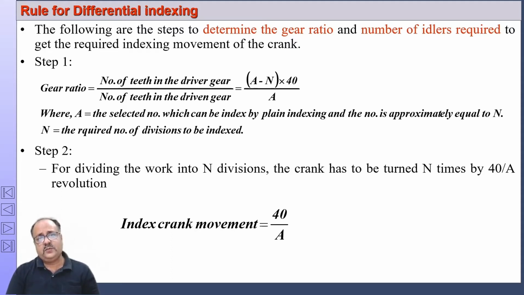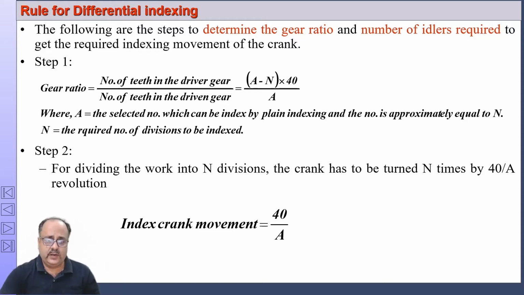It is not necessary that A should be more than N. A can be less than N also, and this can be negative. If it is negative, ignore the negative sign, we'll take the modulus of it. So A can be more than N or less than N, but A should be very close to N, and A should be simple indexed. With this we'll find the gear ratio, which must come from the set of gears that is available. We cannot select any gear with any number of teeth; we are limited to the teeth available to us. Once we have found the gear ratio, the driven and driver gears, and the type of gear train, we'll move on to the second step.